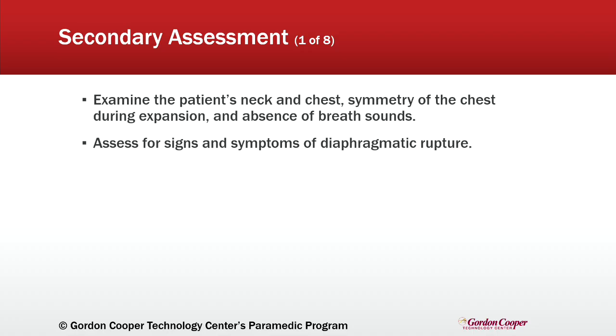Suspect peritonitis if a patient complains of abdominal pain or if you find tenderness upon palpation or percussion, as well as if there's some guarding, rigidity, or distension noted. Be sure to examine the patient's neck and chest, checking for symmetry and the absence of breath sounds. Signs and symptoms of diaphragmatic rupture can include abdominal pain, acute respiratory distress, decreased breath sounds, abdominal sounds in the chest cavity, subcutaneous emphysema, and an abdomen that appears sunken or empty because the organs have made their way into the chest cavity.